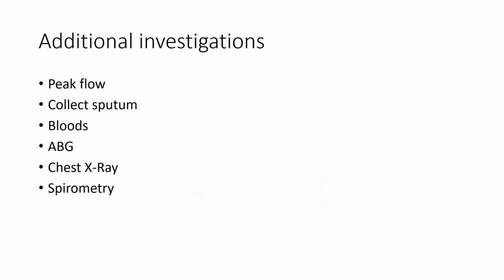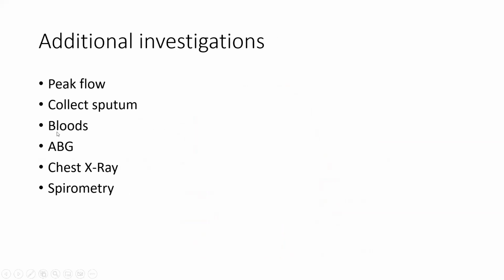Additional investigations that you can do for respiratory is a peak flow. This is a little tube you can ask the patient to blow into to see how hard they are breathing, or if they have quite a weak breath. This is usually done for people with asthma. You can collect the sputum as well. Not just by looking at the color, you can send it off for microscopy so you can see if there's any bacteria in it or any blood.